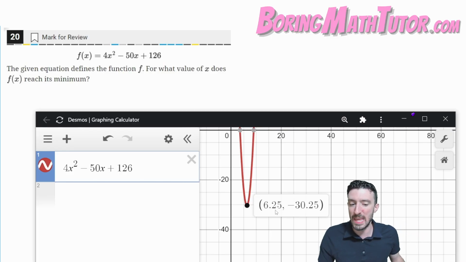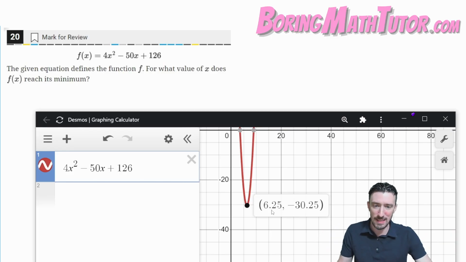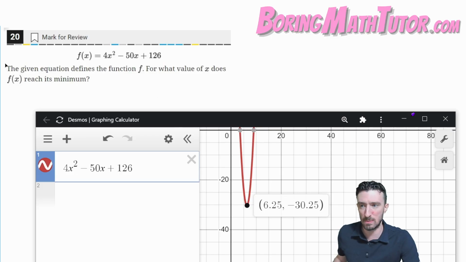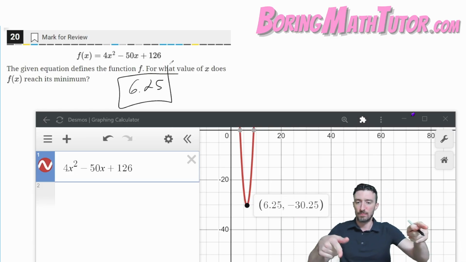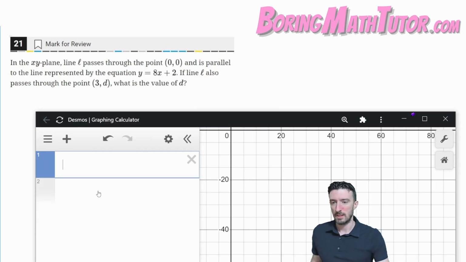So the negative 30 happens at 6.25. And that's it. That's your answer. You're done. Desmos to the rescue again.